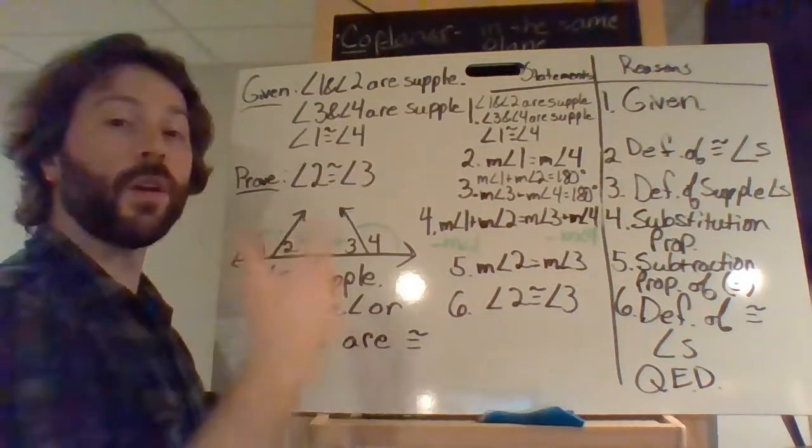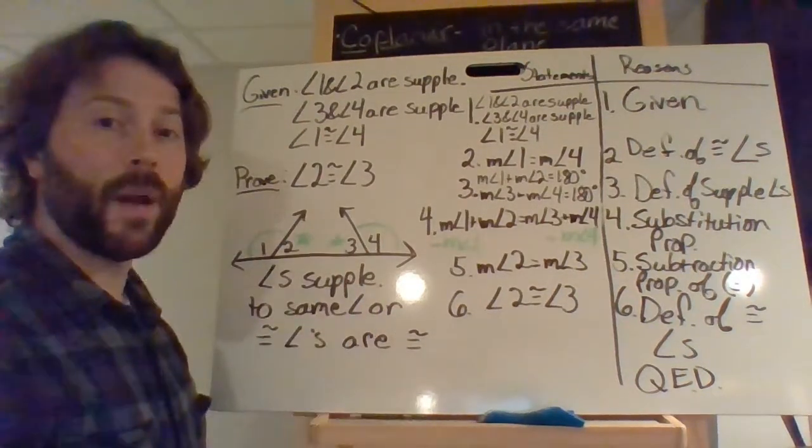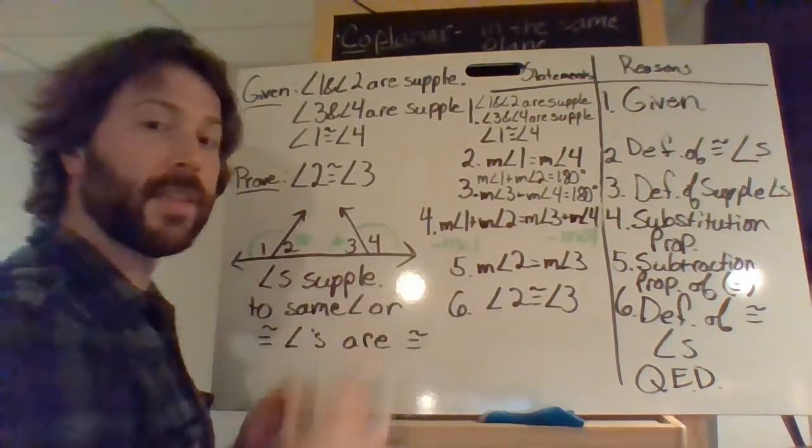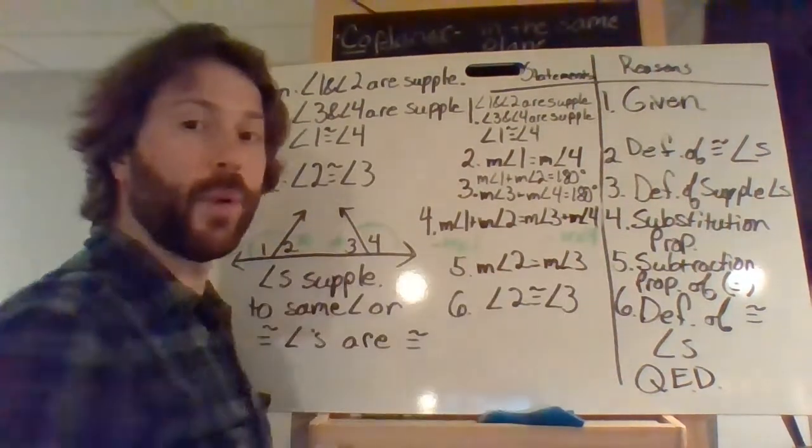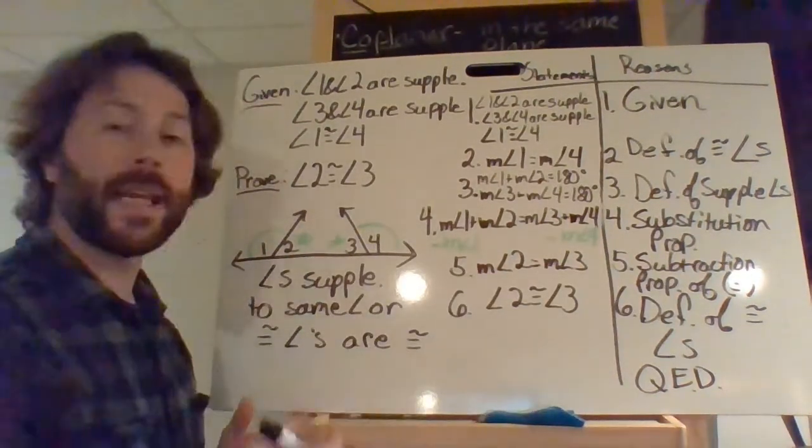Angle 2 and angle 3 were supplementary to angle 1 and angle 4. Angle 1 and angle 4 are congruent. This is going to work no matter what. So since we have just proved that this has to happen, we get to use this statement as a reason in proofs whenever we need to. Okay, so let's take a look at another proof.